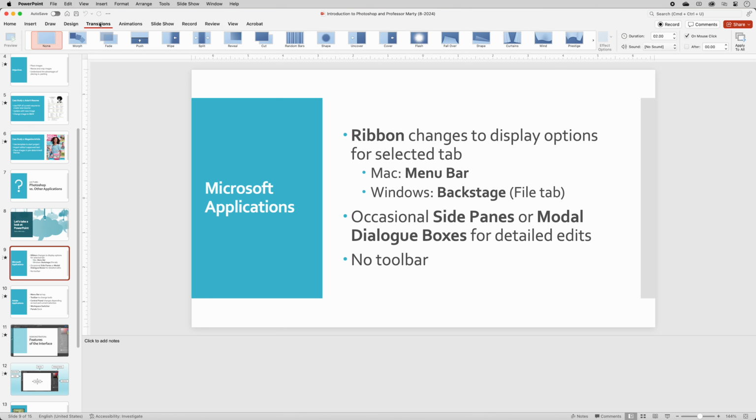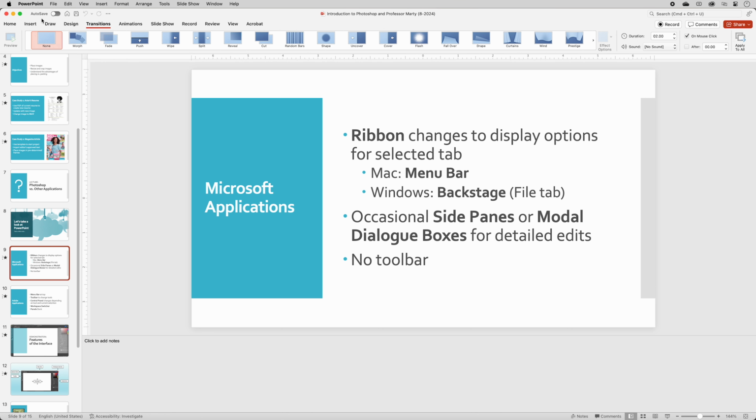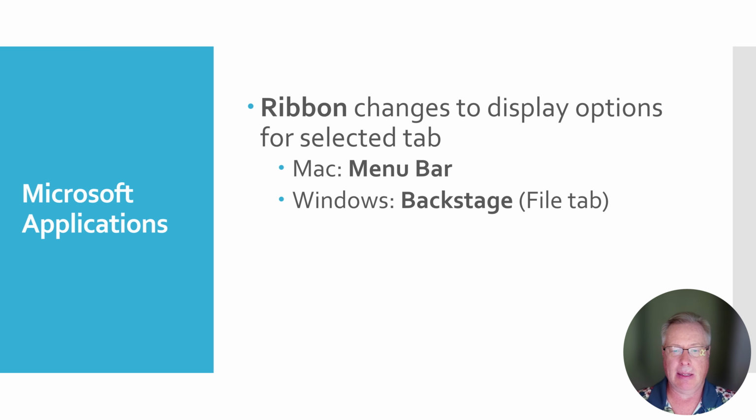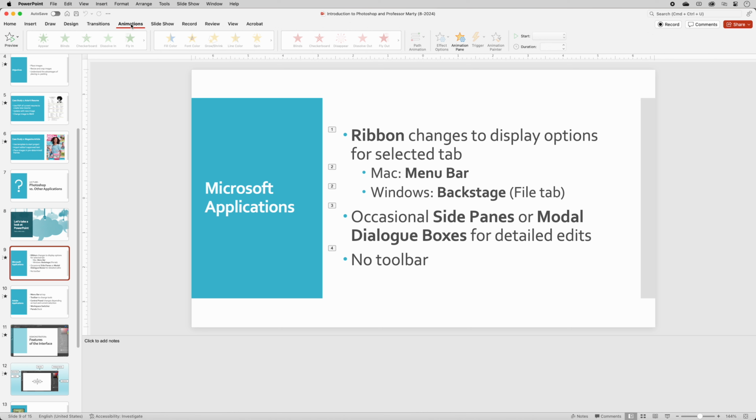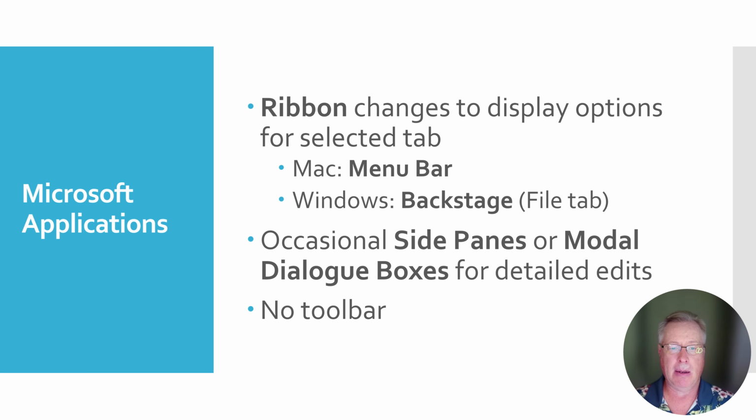Also on the Mac, there's a menu bar at the top of the screen. On Windows, a lot of the menu bar type file tasks are handled through what they call the backstage, which is on the File tab. That doesn't exist on the Mac. Instead, they actually have a menu bar for those functions. Occasionally, you'll have side panels or modal dialog boxes that pop up for detailed edits. And there's no toolbar. So if you're wanting to make changes, you're picking something from the ribbon that has the functionality that you want, and you work with that.